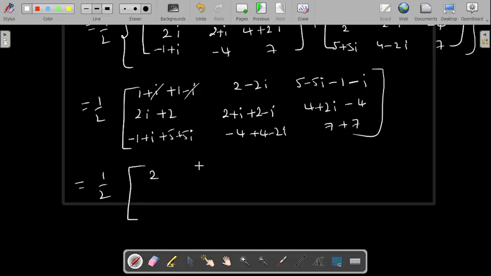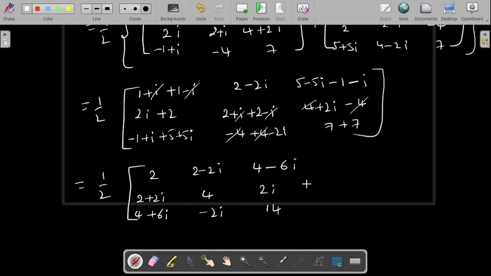Therefore 1 plus 1, 2, 2 minus 2I, next to 5 minus 1, 4, minus 5I, minus I, minus 6I, 2 plus 2I, next this subtracted, this will be 4, minus 4 plus 4 subtracted, 2I, next 5 minus 1, 4, I plus 5I plus 6I, minus 4 plus 4 subtracted, minus 2I, 7 plus 7, 14.